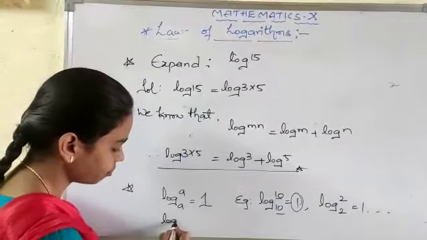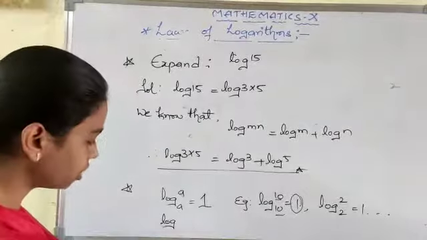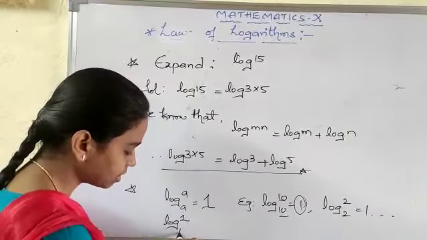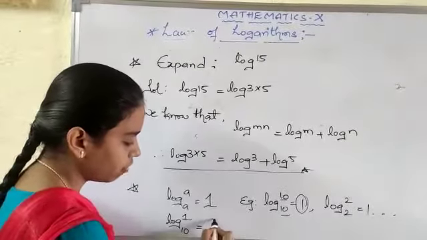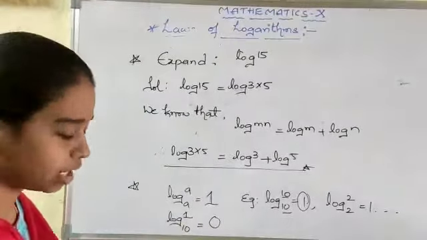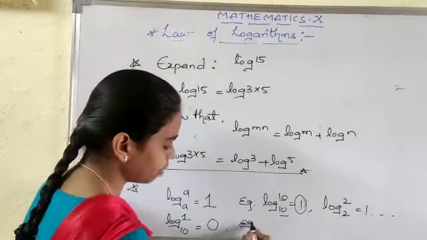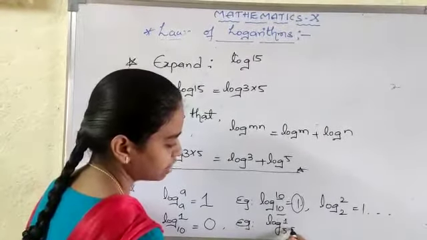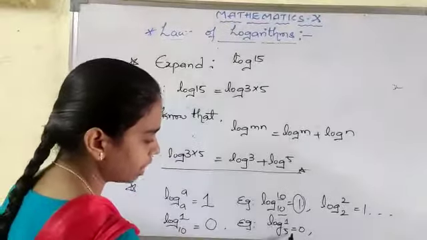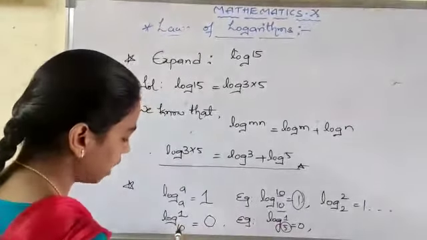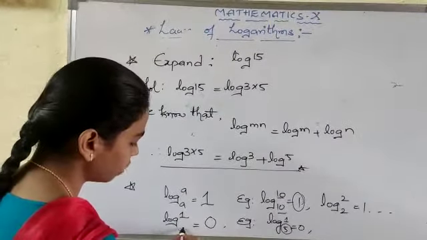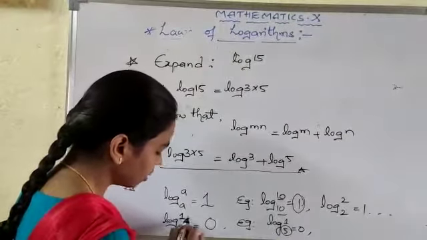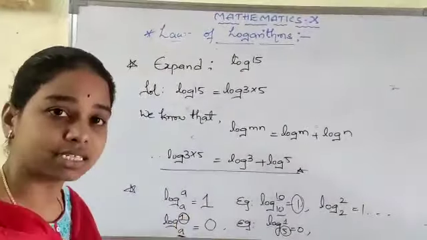Next, for any logarithm of 1 with any base, whatever the base is, log 1 is always 0. For example, log 1 base 5 is equal to 0. Here we have taken the base as 5. For the general form I am going to write a variable a. Means whatever the base is, the log 1 value is always 0.